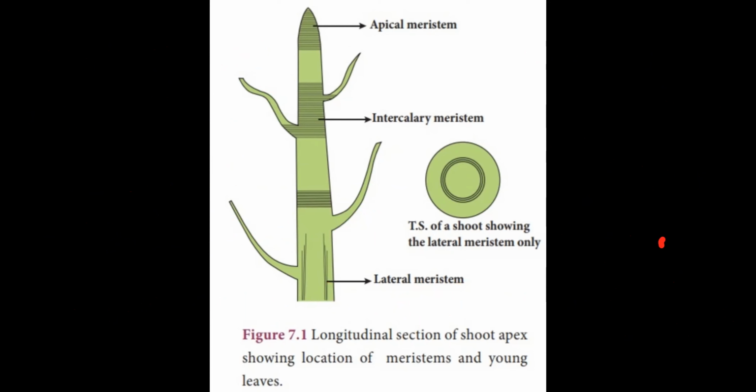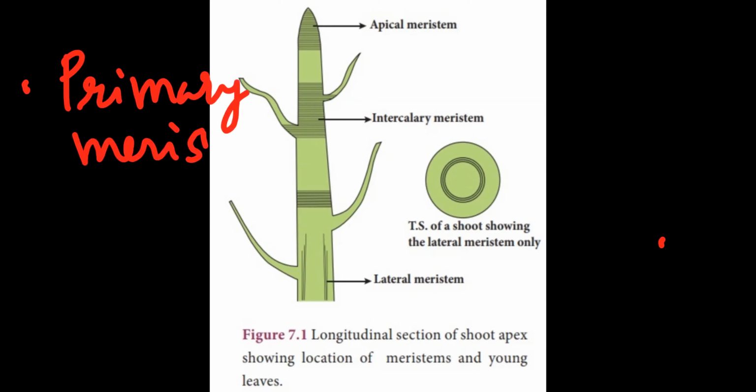Coming to the types of meristematic tissue. Look, I mentioned, based on function, or based on origin type. So actually, there are two types of meristematic tissues. Primary meristematic tissue, and another one is secondary meristematic tissue.